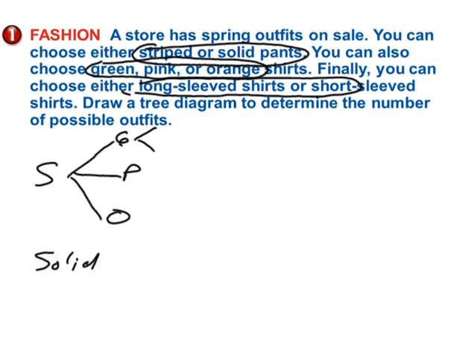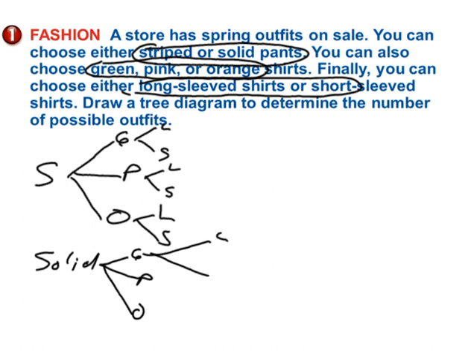So here with the green, I could go long sleeve or short sleeve. With the pink, I could go long sleeve or short sleeve. And with the orange, I could go long sleeve or short sleeve. All right, with solid, I could make the same kind of choices. I would have a green one, pink ones, or orange ones. With green, I could either have long sleeve or short sleeve. With pink, long sleeve or short sleeve. And with orange, long sleeve or short sleeve.